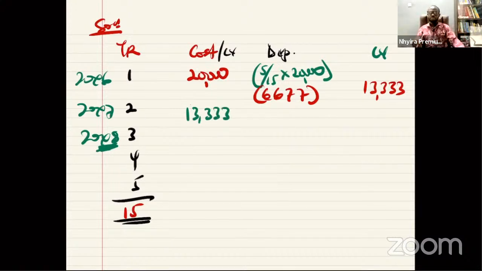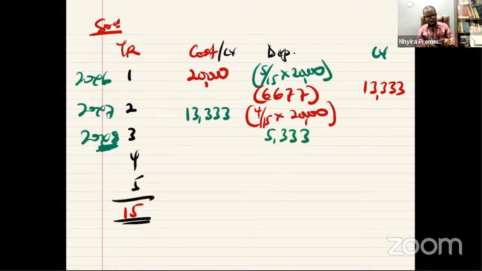13,333. Now the depreciation in year 2 is going to be 4 over 15 still by 20,000. So it's like you are taking the reciprocal of that. So 4 over 15 times 20,000, and you see that we are getting 5,333. So the carrying amount is 13,333 minus 5,333. It's 8,000 here.